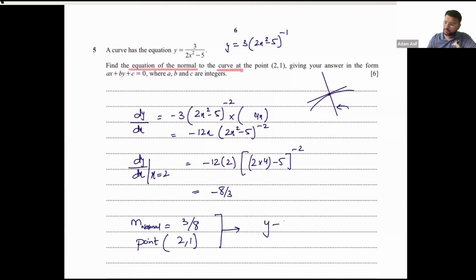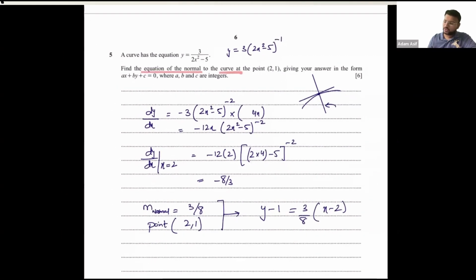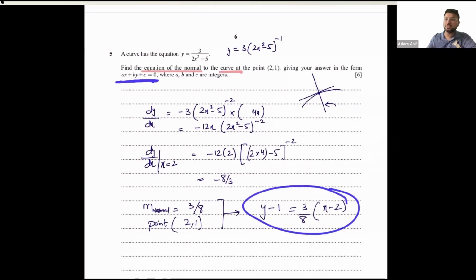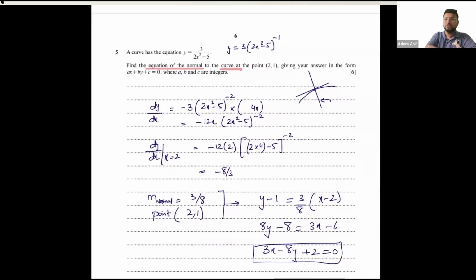So the equation would be y minus y1 equals m times x minus x1. That's the equation of the normal. But you can't leave your answer in this form because they have asked for a specific form in this question. So let's simplify this. 8y minus 8 equals 3x minus 6. 3x minus 8y plus 2 equals 0. Note down the working, please.